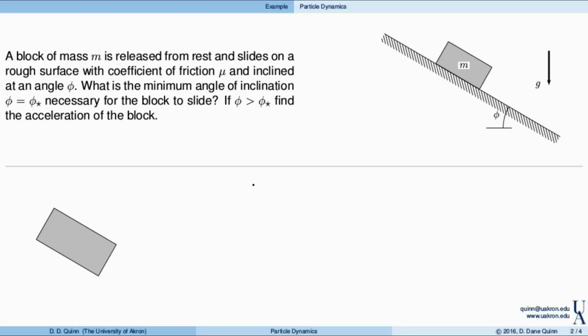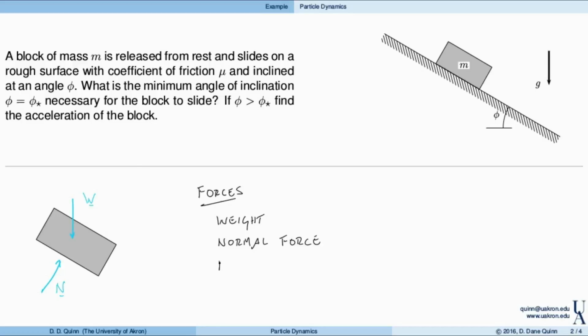Let's begin this problem by looking at the forces that act on the block. We certainly have the weight from gravity, and so we'll represent that force by W. And then we have two other forces. One of them is the normal force that acts between the surface and the block. So we will identify that force as N.